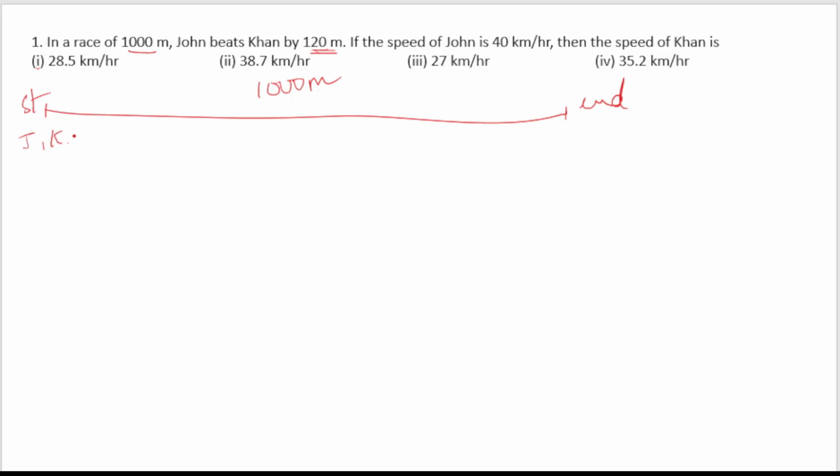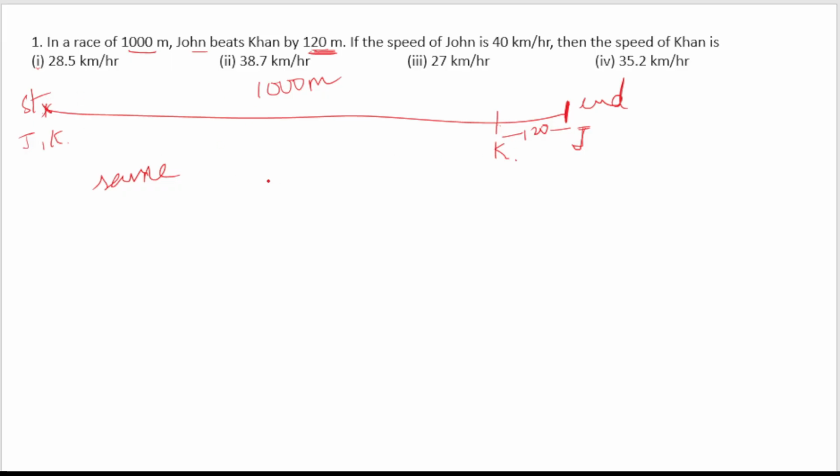John and Khan both are starting the race at the same time and at the same point. John beats Khan by 120 meters. That means John reaches the ending point first, and he beats Khan by 120 meters. See, when John reaches the ending point, Khan has not reached the ending point, and Khan is here. The distance between them both is 120 meters. They started the race at the same time, and John reached the ending point but Khan did not reach. And the distance between them both is 120 meters.